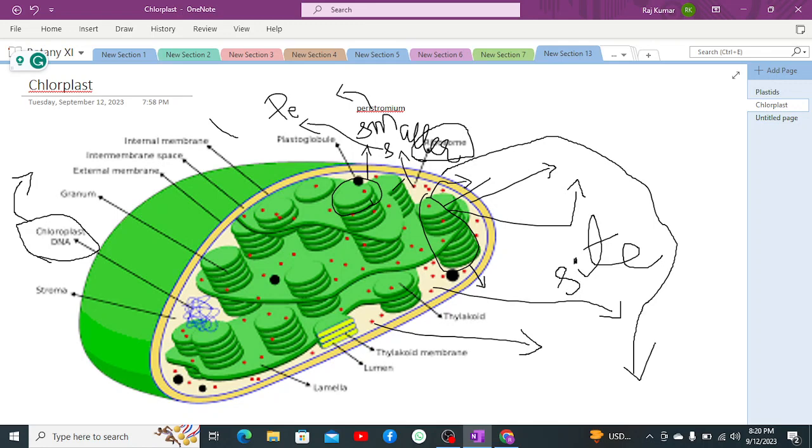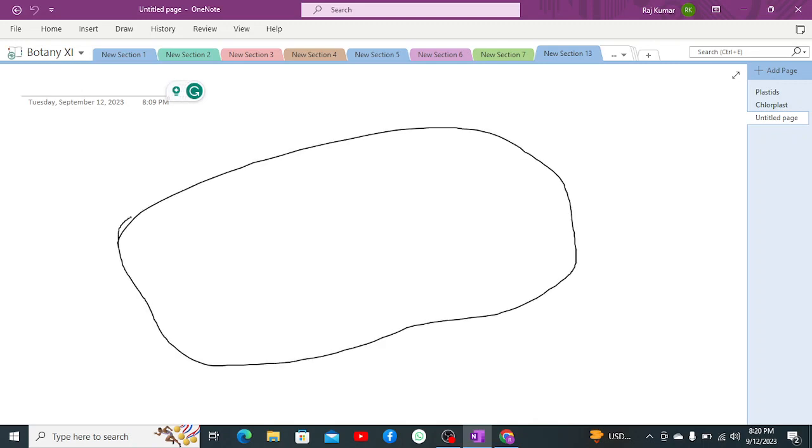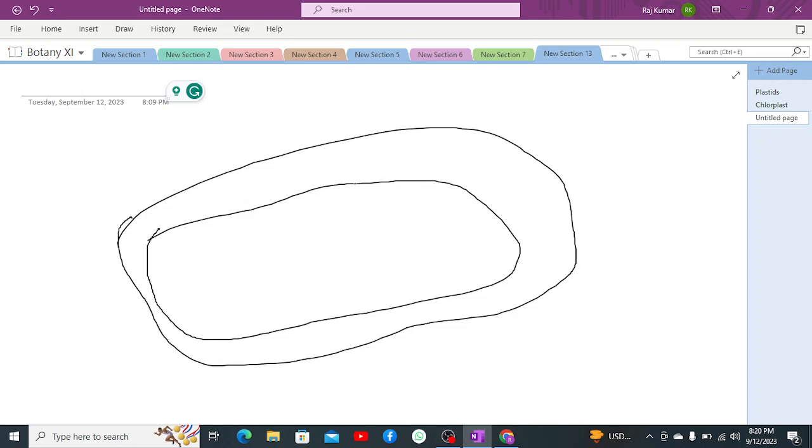Peristromium. After which peristromium is the membrane of thylakoid, and apart from this, these thylakoid membrane, let me just elongate it and write it. Let me just draw the structure of thylakoid over here. So this is the structure of thylakoid. I'm just trying to draw a rough one here.